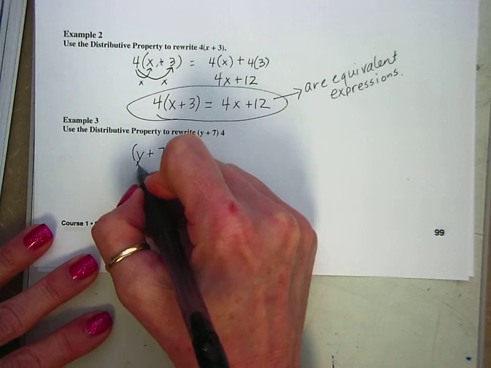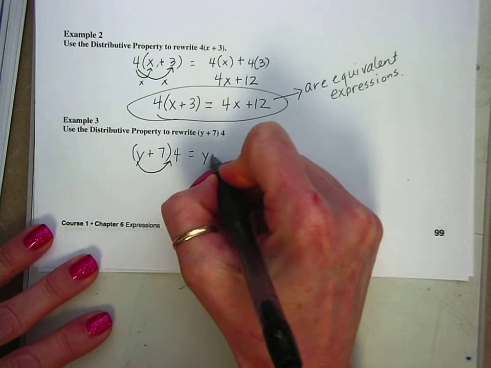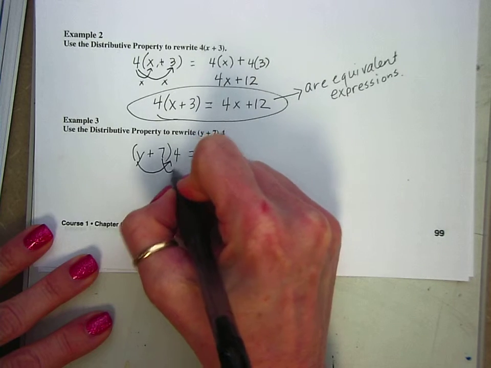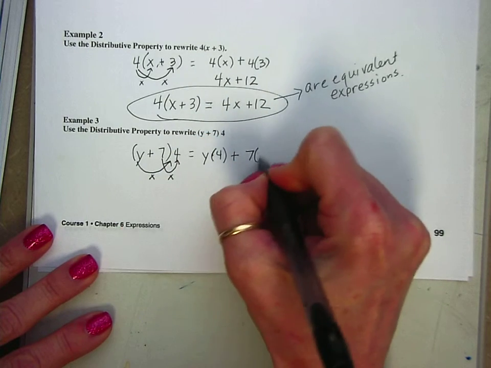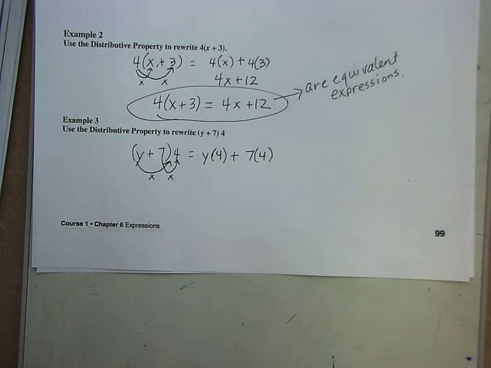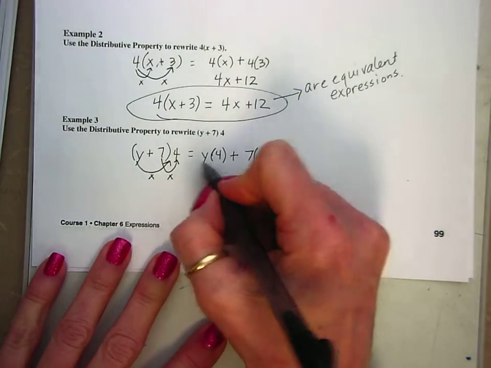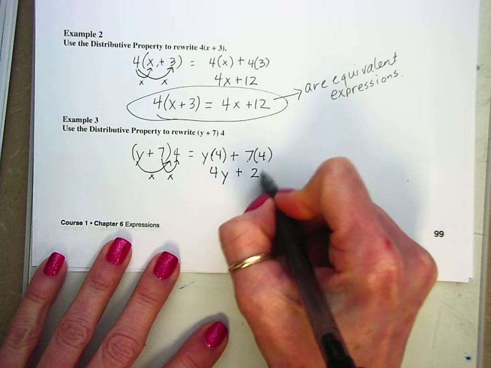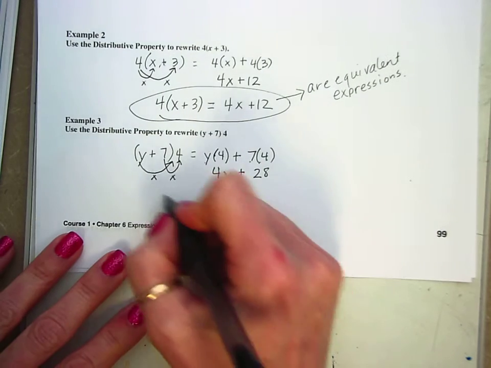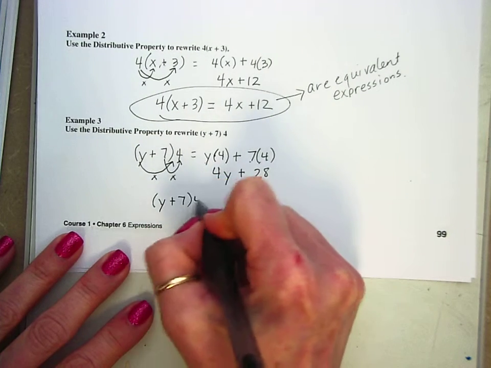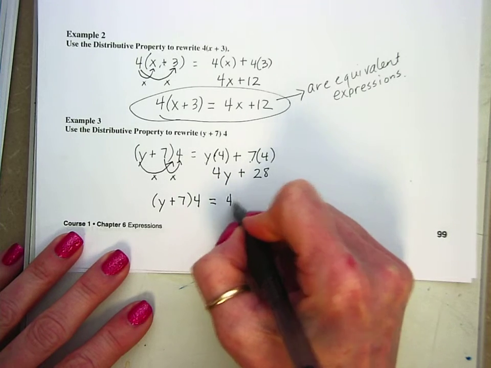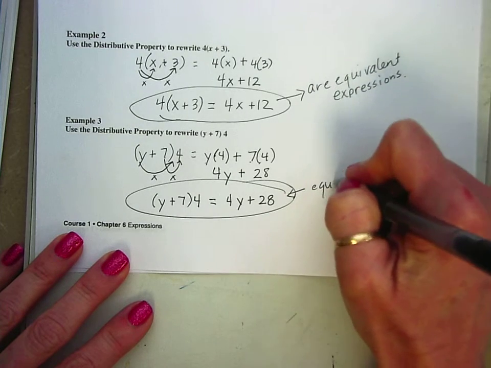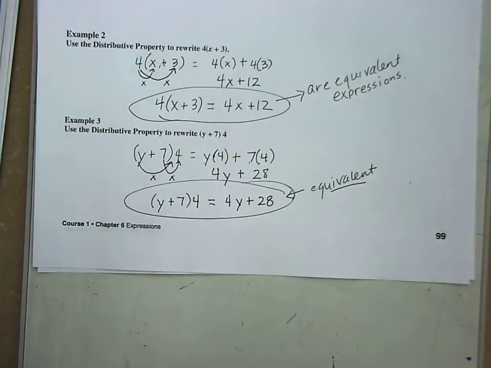Okay, so we would say y times 4 plus 7 times 4. All right, well, we really need to rewrite this. Y times 4, we need to say 4y plus 7 times 4 is 28. So you would say that y plus 7 times 4 is equivalent to 4y plus 28. Equivalent. Equal. You guys know that.